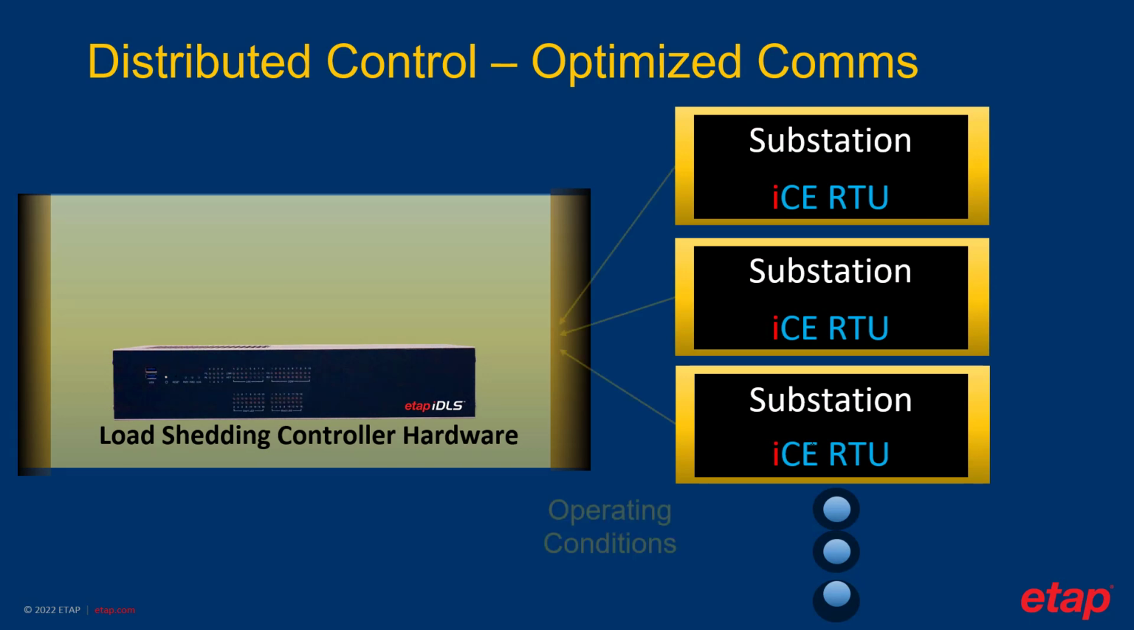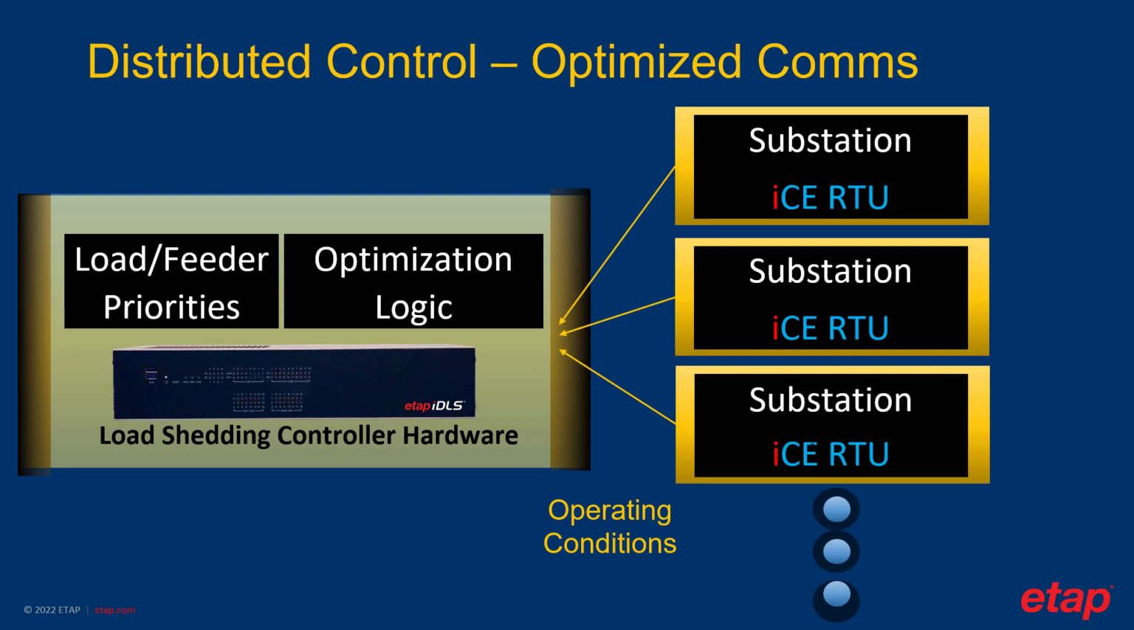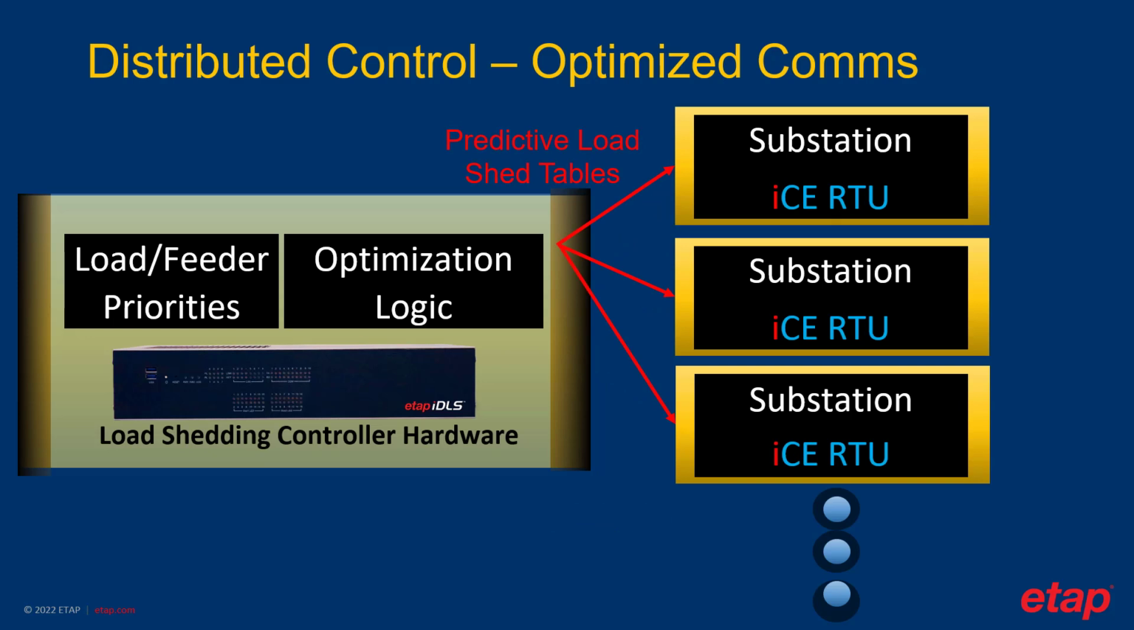The local substation RTUs will feed the ETAP iDLS controller the operating conditions in real time. The controller will analyze the data, the digital twin, the load shed configuration, and optimization logic to produce the required load shed list per substation. The controller will generate a list of the predictive load shed tables, estimating the required load to shed for all contingency events given the current schedule, and send the data back to the substation controllers.